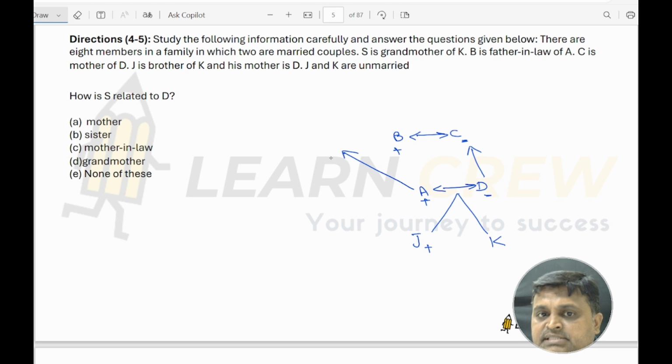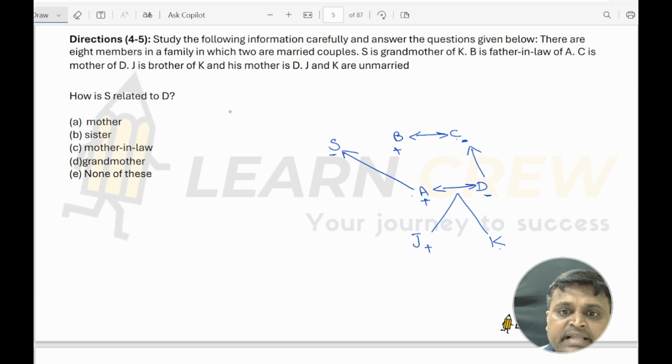So here S is the grandmother of K, so S is the paternal grandmother of K, and C is the maternal grandmother of J and K. A and D are a married couple, B and C are a married couple.